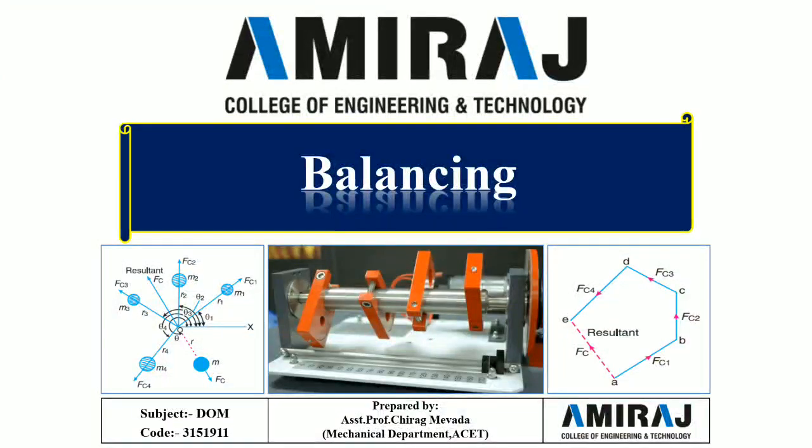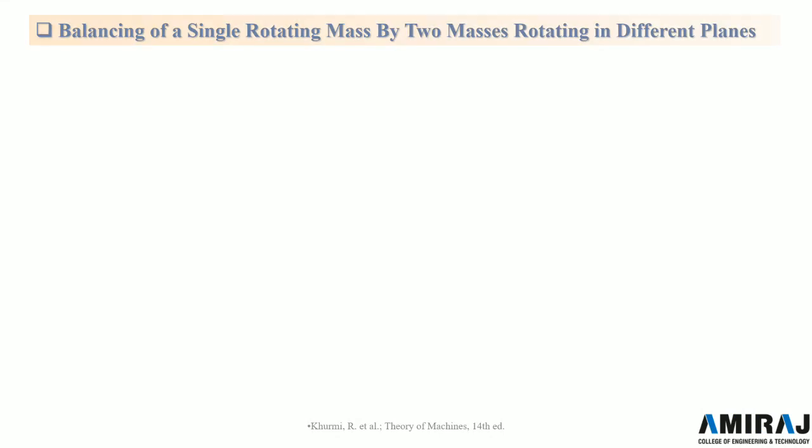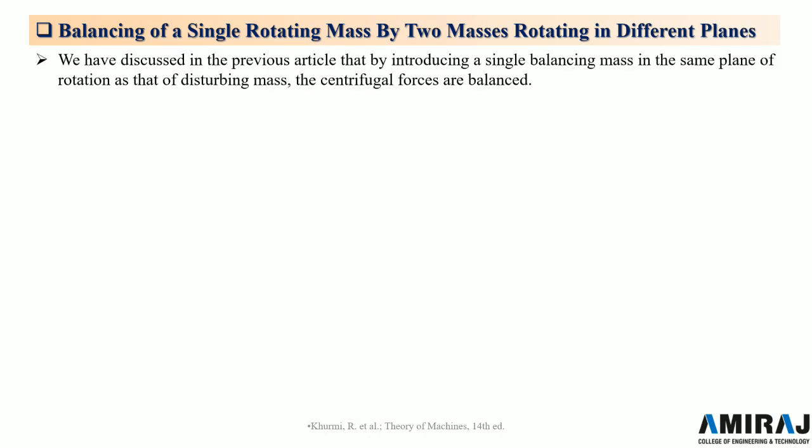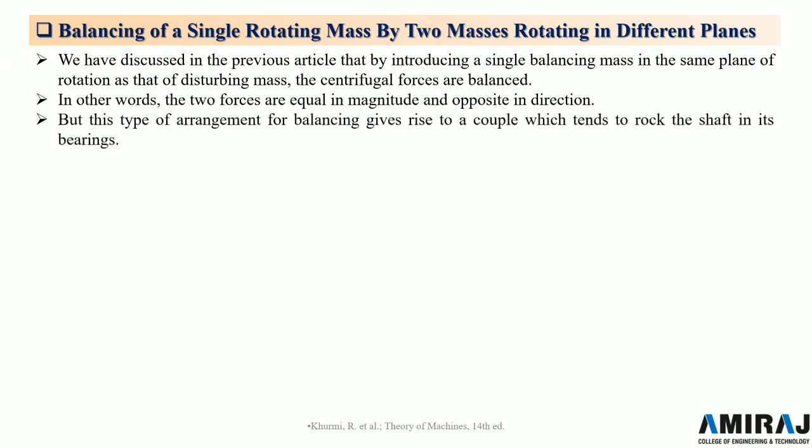Hello everyone. In the previous lecture, I started a new chapter about balancing, and we discussed the basic introduction and need for balancing. We started the topic of balancing a single rotating mass by two masses rotating in different planes, and we discussed that with a single balancing mass in the same plane of rotation as the disturbing mass, the centrifugal forces are balanced, as the two forces are equal in magnitude and opposite in direction.